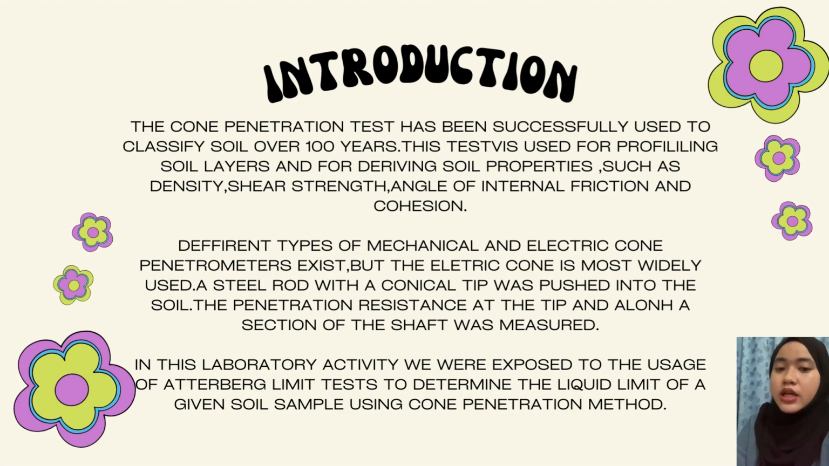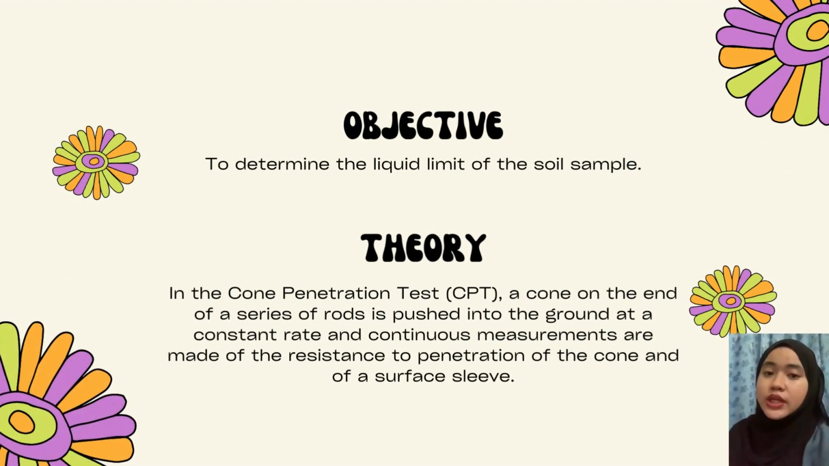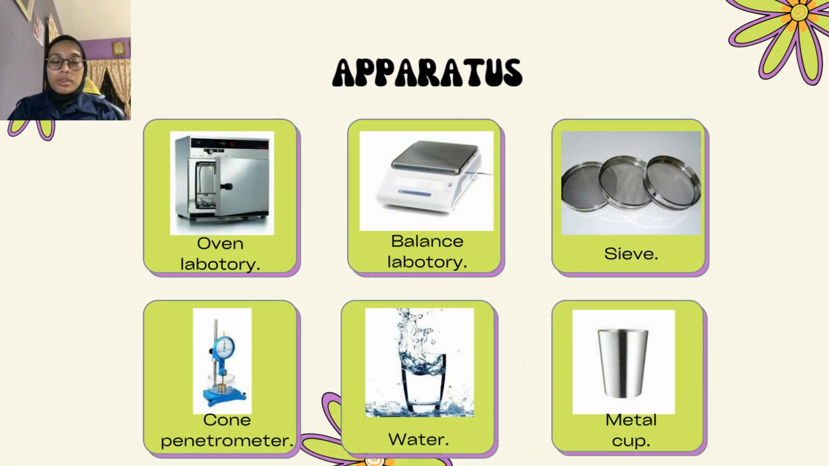In this laboratory activity, we were exposed to the usage of the Atterberg limit test to determine the liquid limit of a given soil sample using the cone penetration method. Objective: to determine the liquid limit of the soil sample. Theory: in the cone penetration test (CPT), a cone on the end of a series of rods is pushed into the ground at a constant rate, and continuous measurements are made of the resistance to penetration of the cone and to a surface lift.